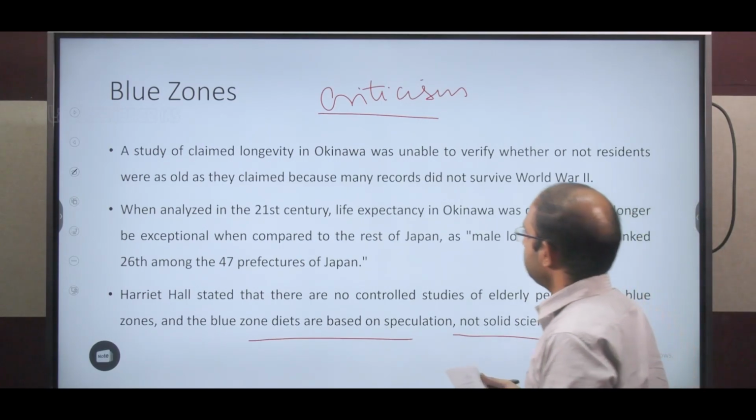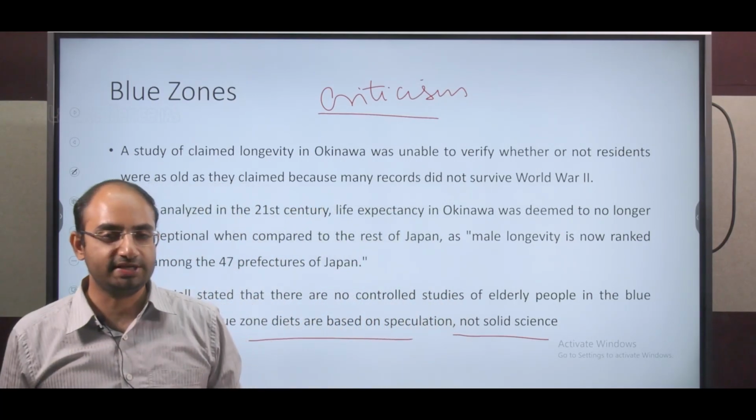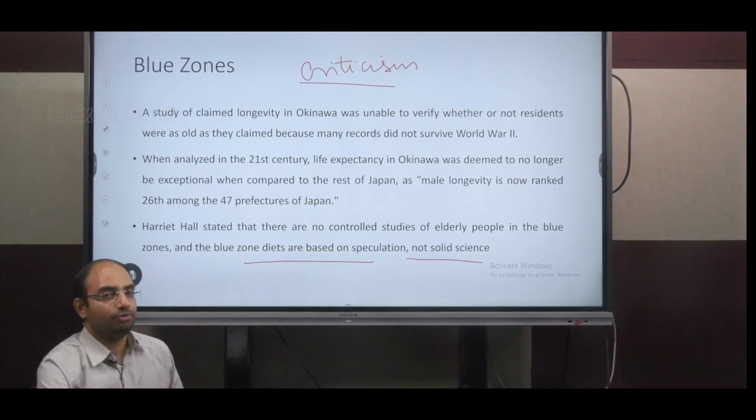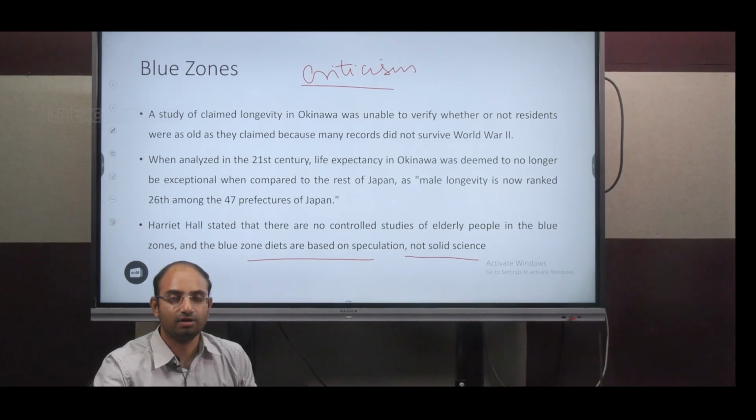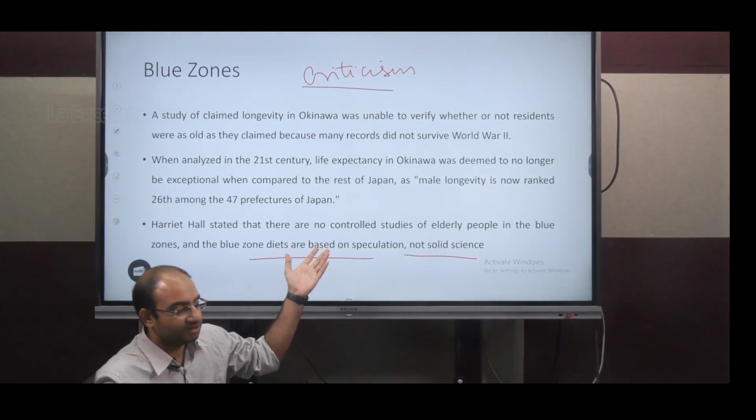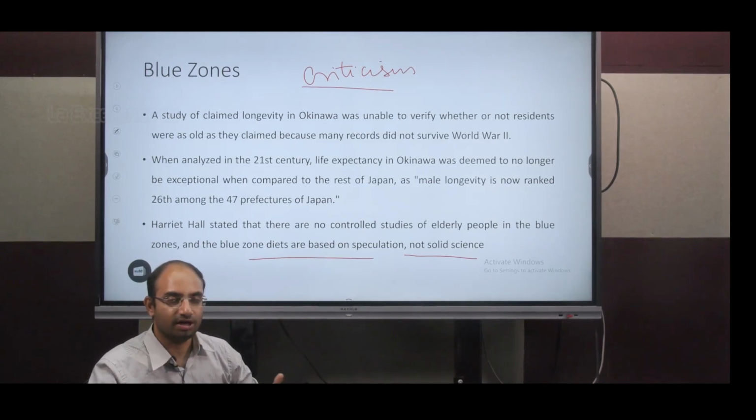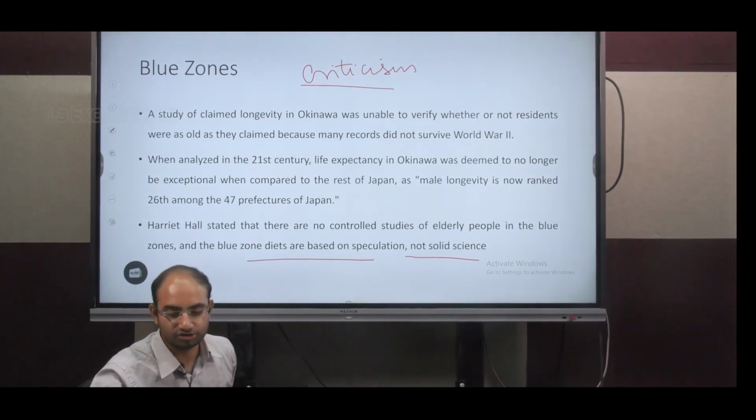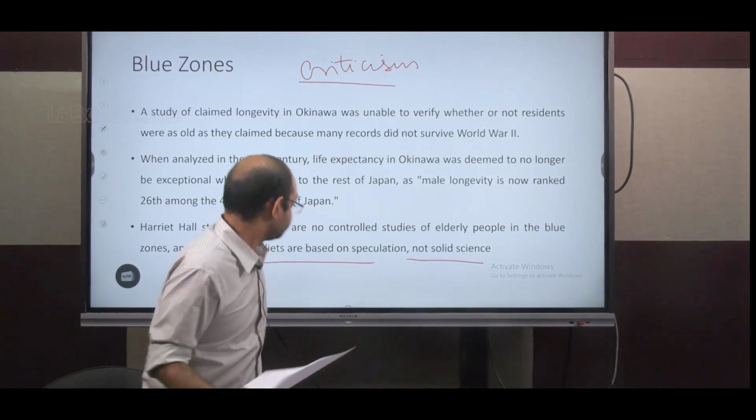Then the other thing is that the so-called longevity in blue zones itself is a myth. Some others claim that more recent studies show that it is not really true that people here are living a very long lifespan. When people have recently studied them, the number of people living into 100 or late 90s is actually not so high. So these are two criticisms or objections against this so-called blue zone concept.